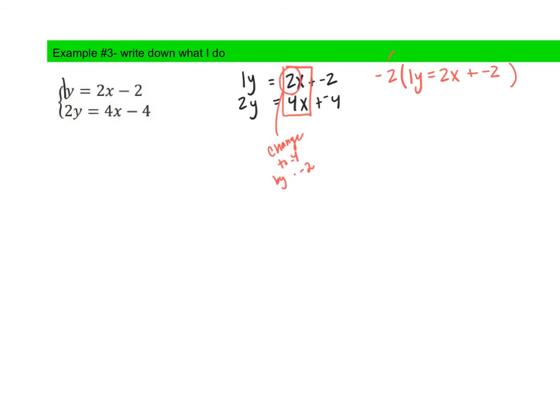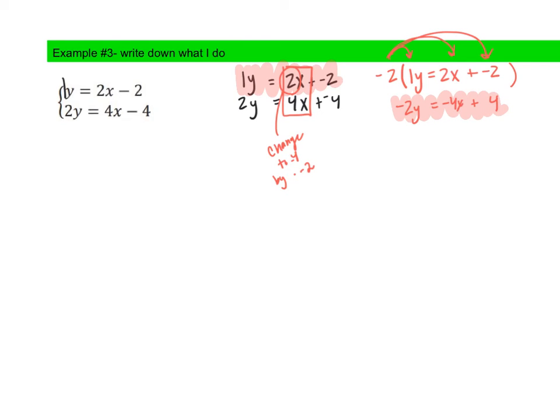So I'm going to do that really quickly. Negative 2 being multiplied by all this. Negative 2 times 1y is negative 2y. Keep my equal sign. Negative 2 times negative 2, negative 4x. That's what I wanted. And negative 2 times negative 2 is 4. So I just changed this top equation to this.